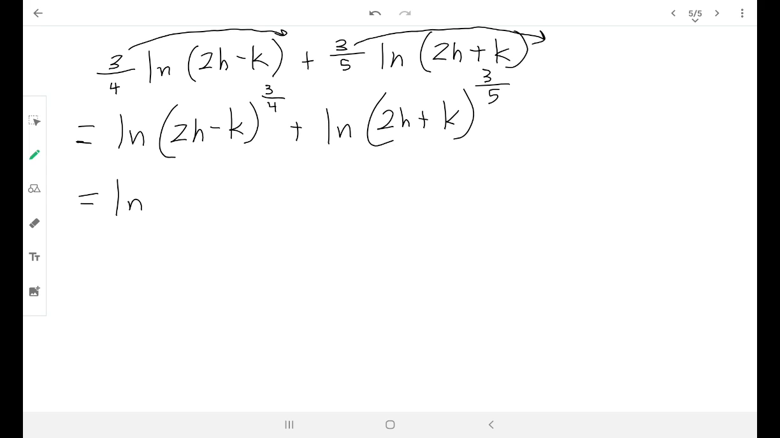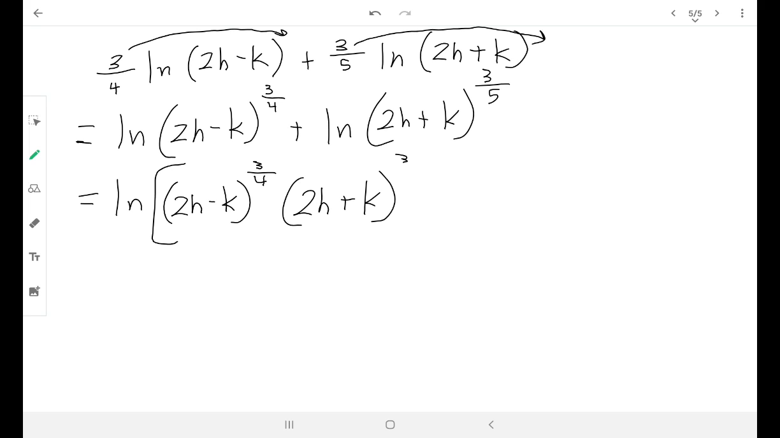So what I can do is I can say this is like the natural log of, and we're going to need some brackets here because we got a lot to write, 2h minus k all raised to the 3/4 power times 2h plus k all raised to the 3/5 power. And that's getting pretty close.